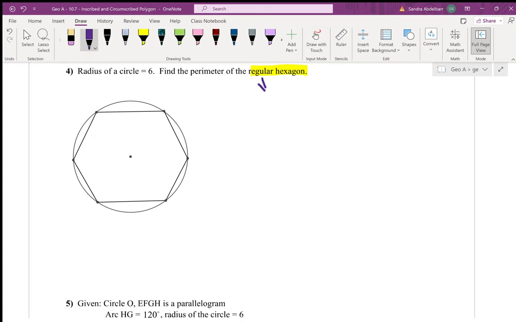Now, the word regular means equilateral and equiangular. So whenever you have a regular figure, that means all the sides are congruent and all the angles are congruent. That's what regular means, equilateral and equiangular. Again, I have a regular figure inscribed in a circle.